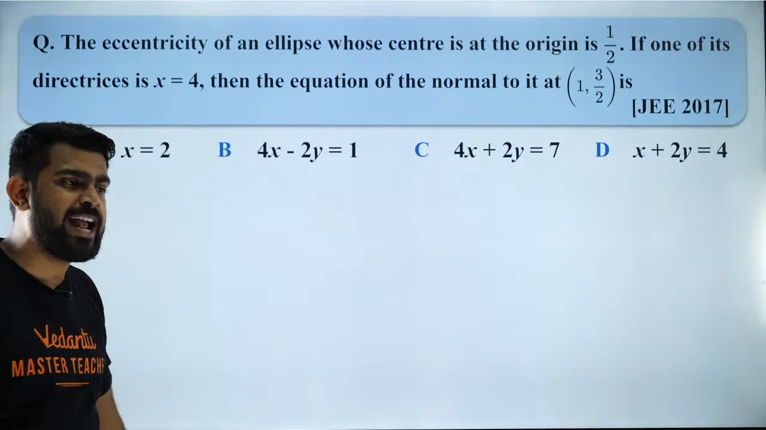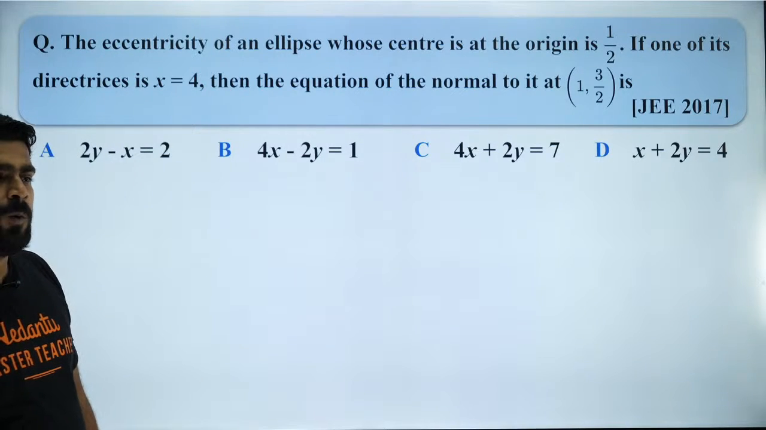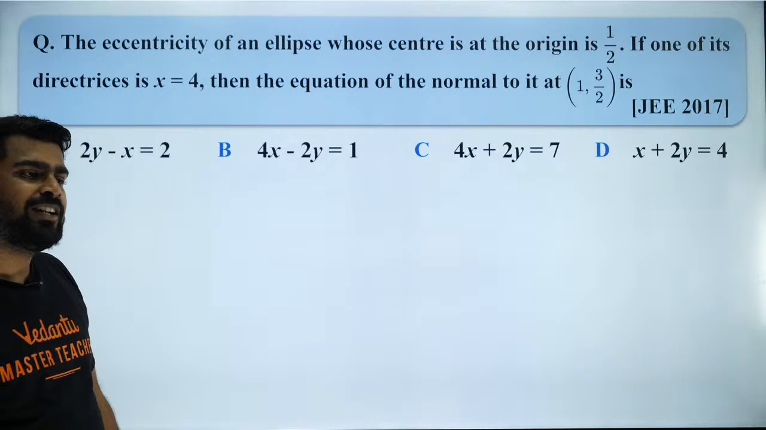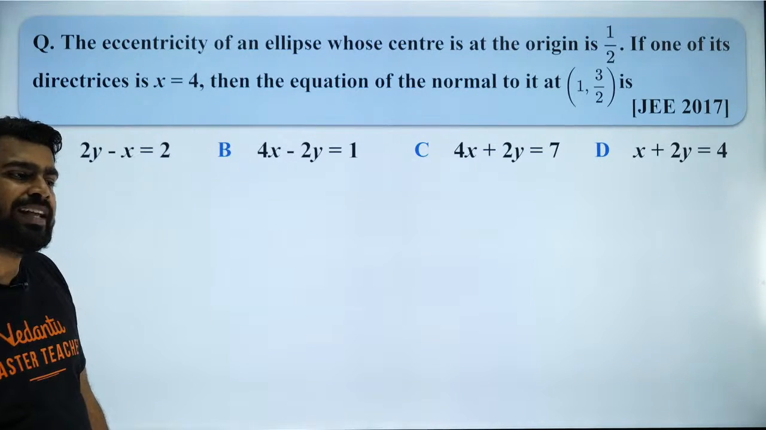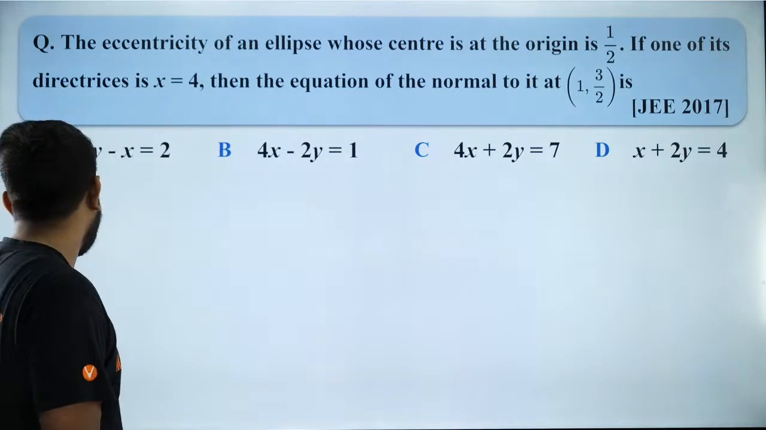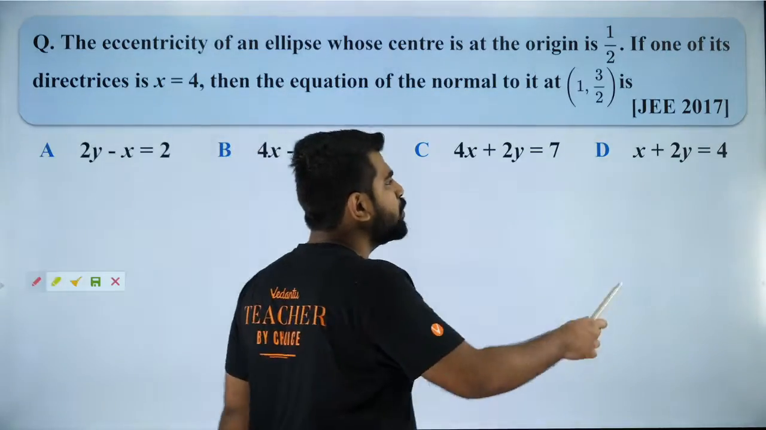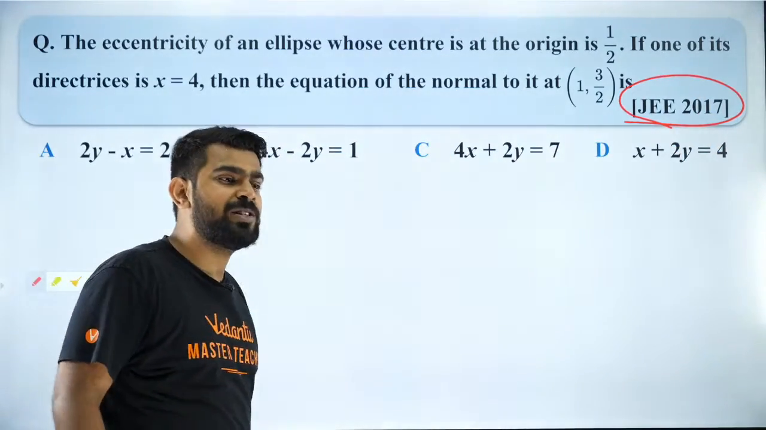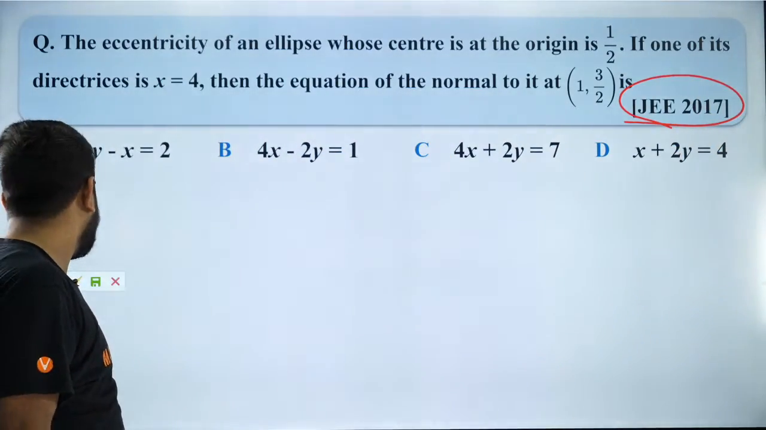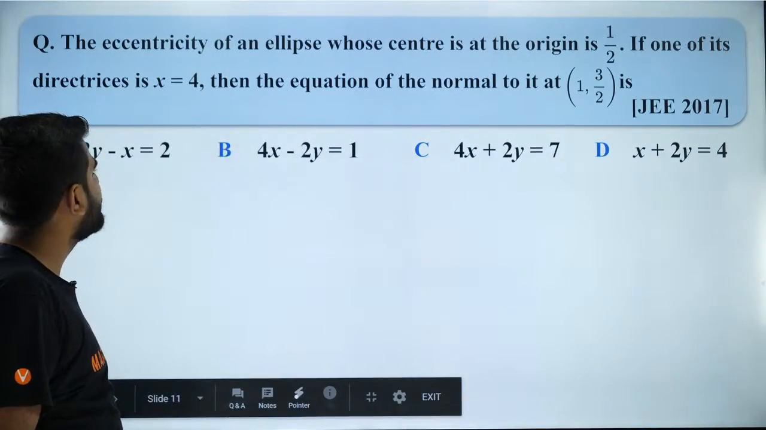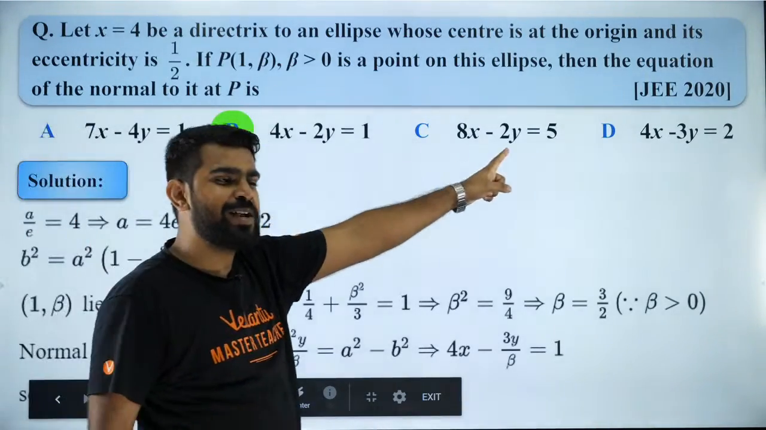Now everybody will be like, sir, are you kidding me? You are giving the same question again? This is the interesting observation I told. What is this? This is a JEE Mains 2017 question. The same question that we did earlier. This is 2020.